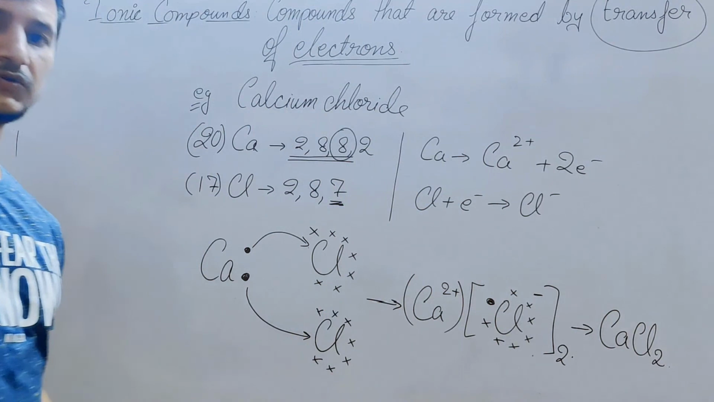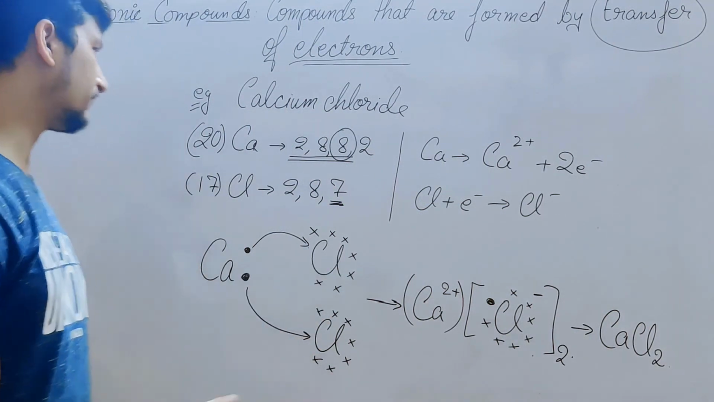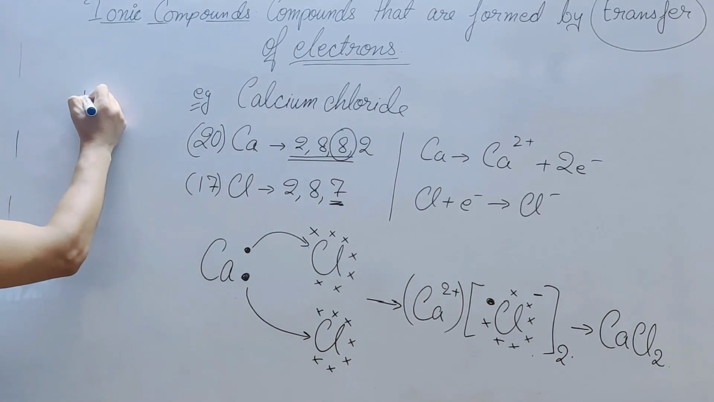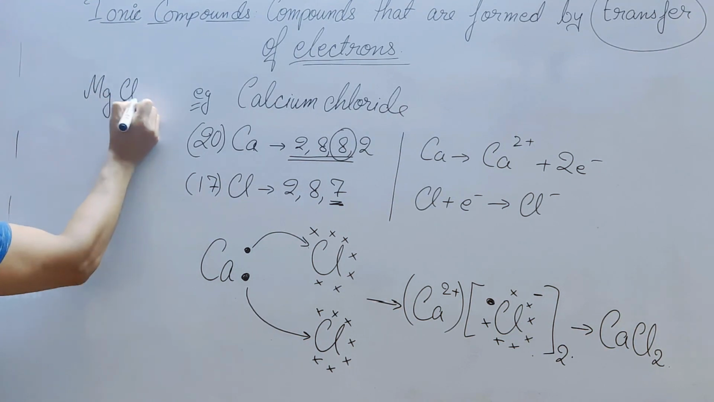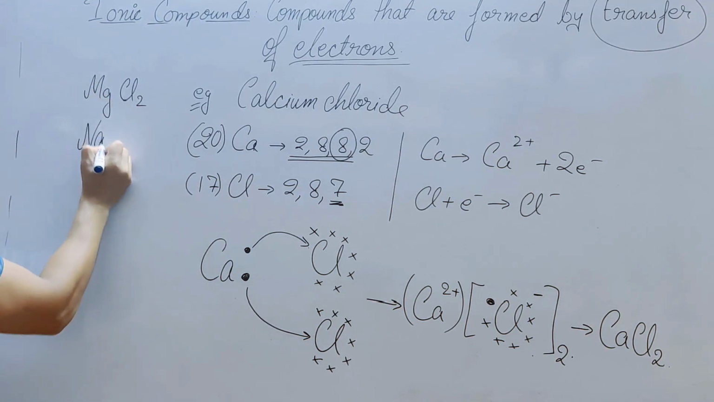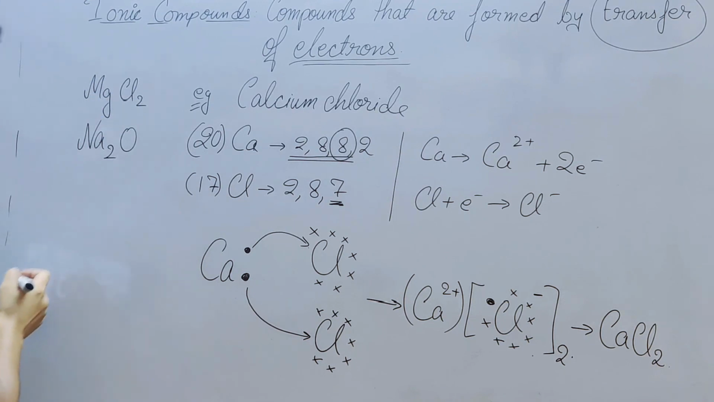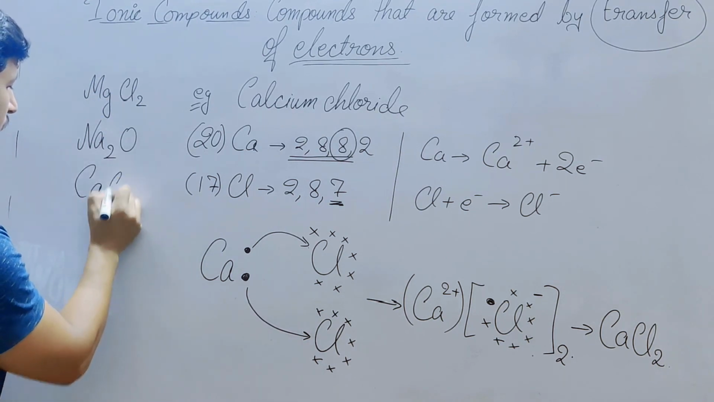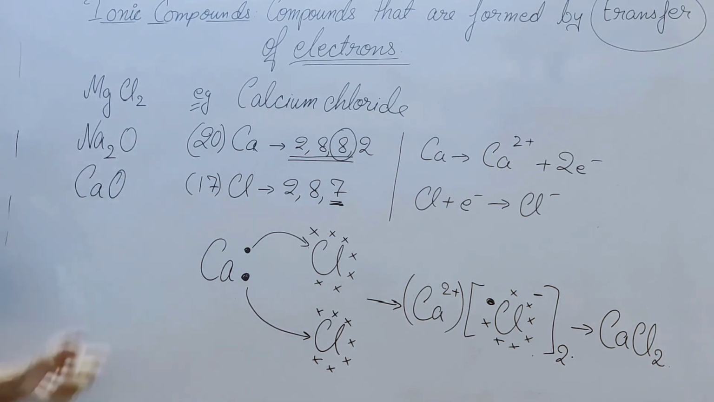Hope that this is clear to you. So you can try a few more compounds like magnesium chloride, MgCl2, sodium oxide, Na2O, calcium oxide, CaO. So there are many other compounds that you can try.